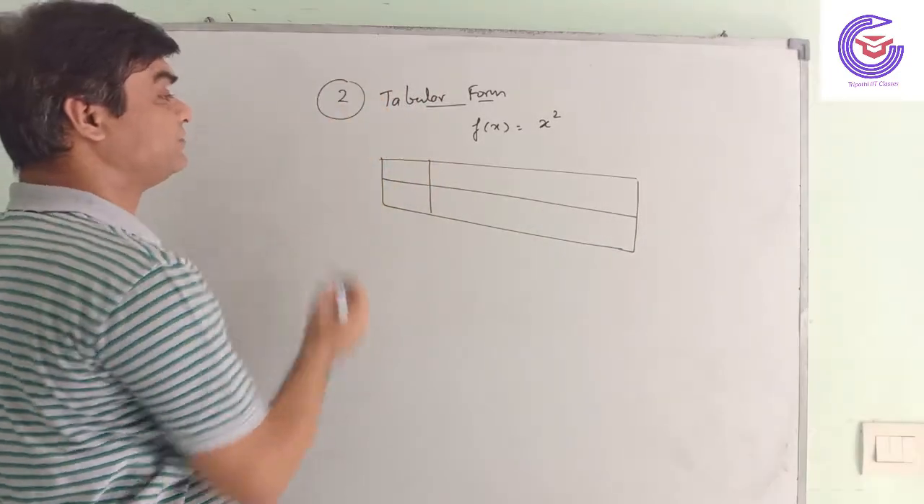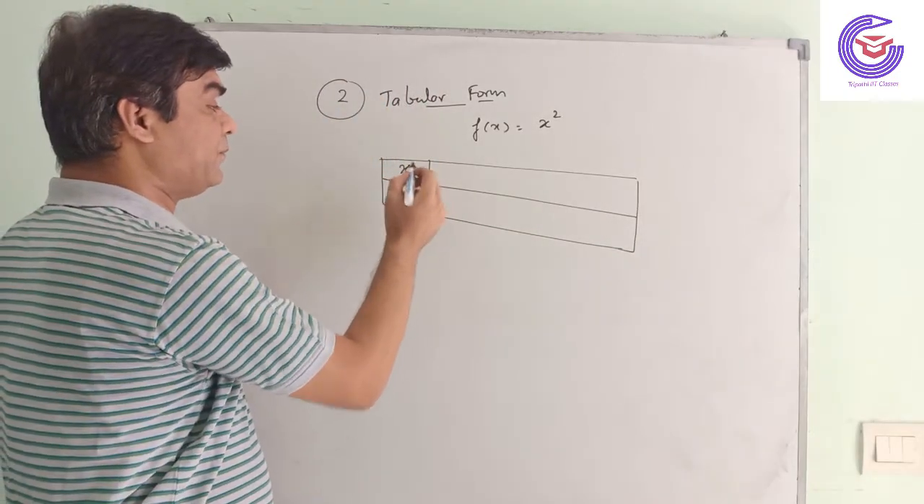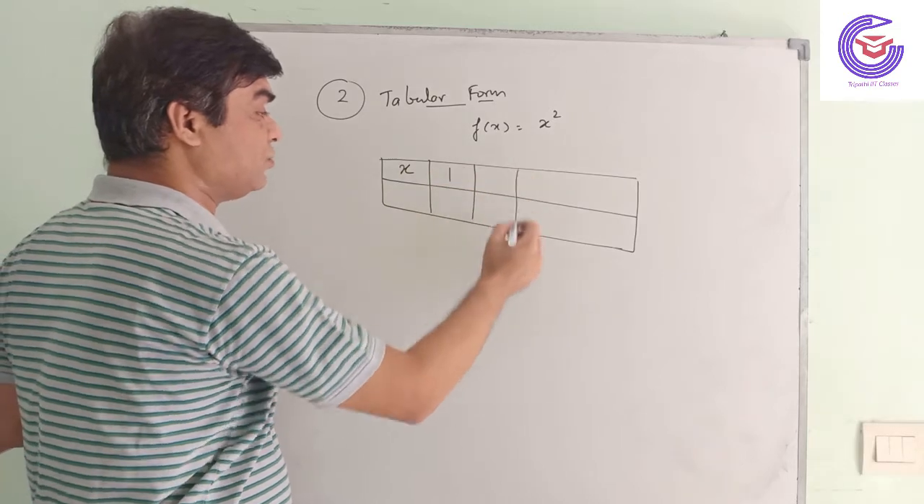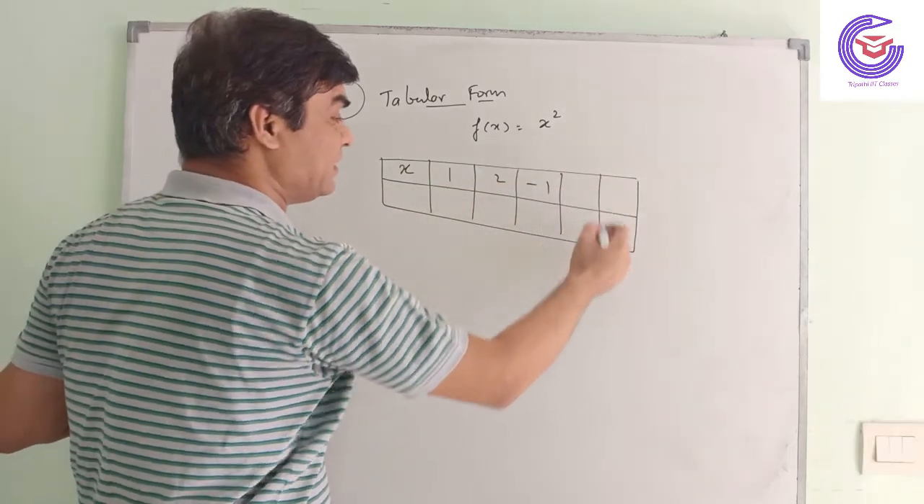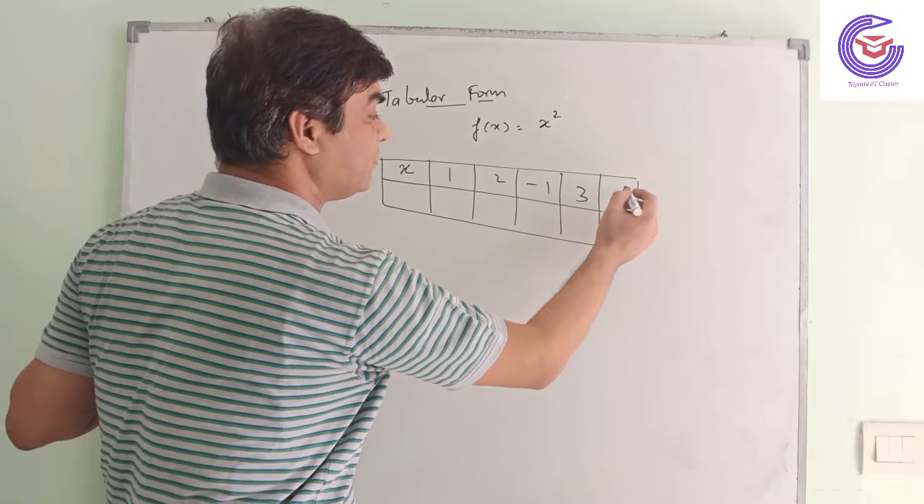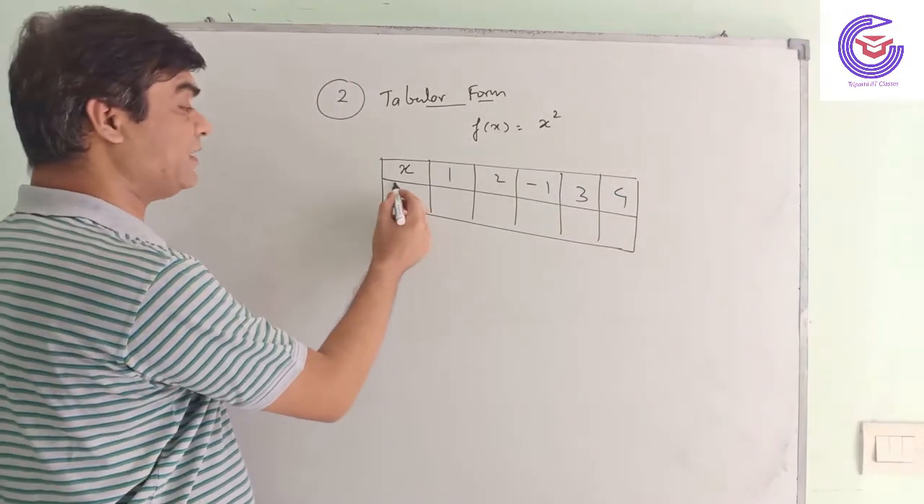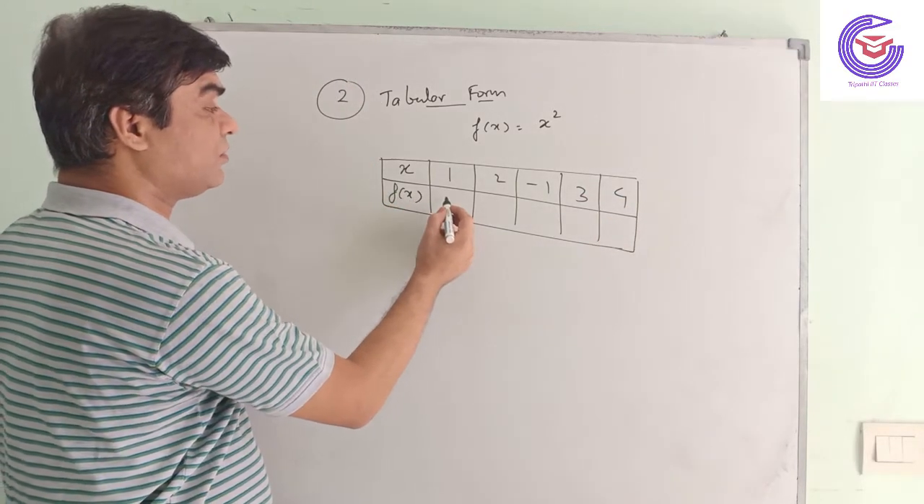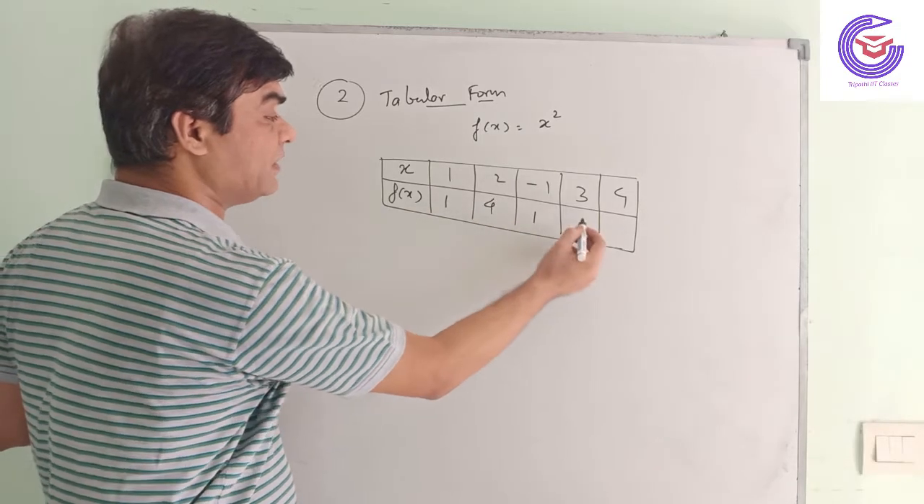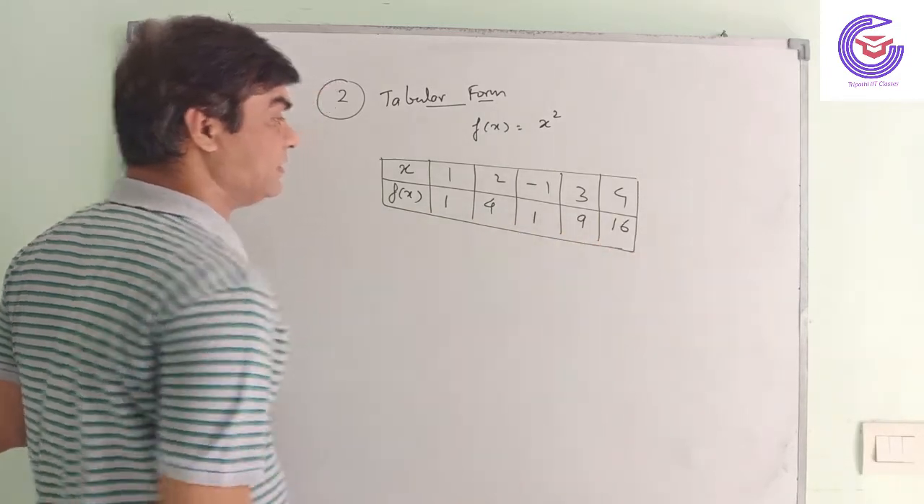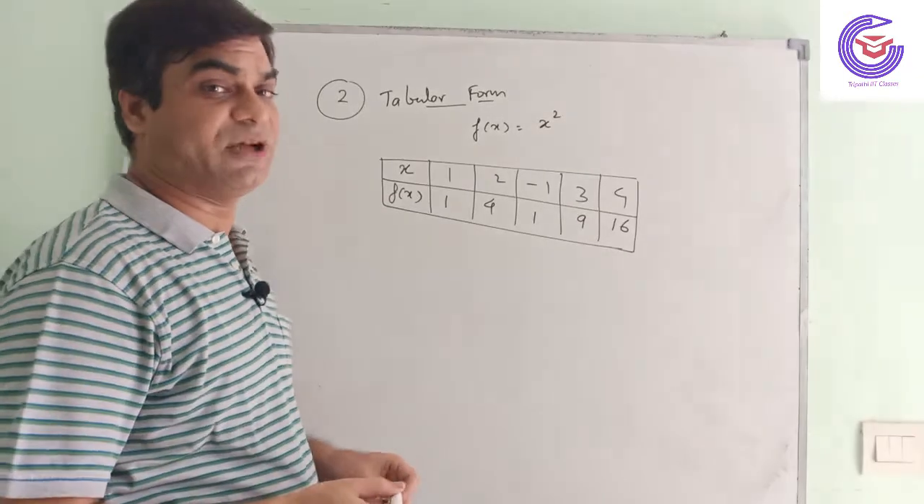This is the second way. If x is equal to 1, 2, you can put some value here, -1, 2, 3, 4, something like that. So you will get f(x) = 1, 4, 1, 9, 16. So this is the tabular form.